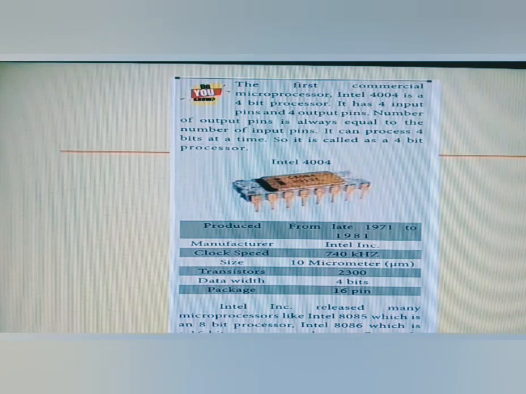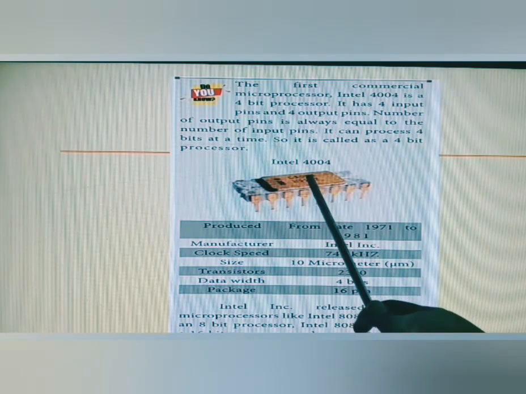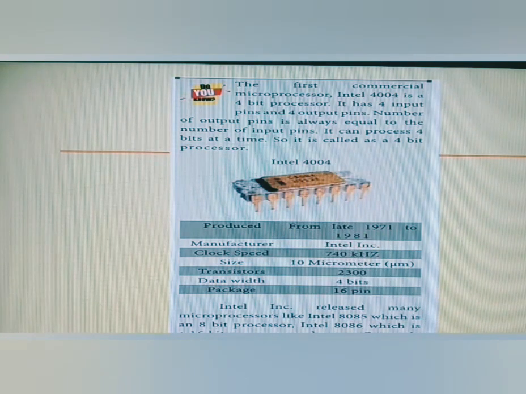Yes, this is your first microprocessor, Intel 4004. Are you able to see? Here you have some pins. So how many pins are here? 1, 2, 3, 4, 5, 6, 7, 8. So totally 8 are here. The name is Intel 4004. It is telling you it is a 4-bit processor. So at a time, this chip will be able to process only 4 bits.